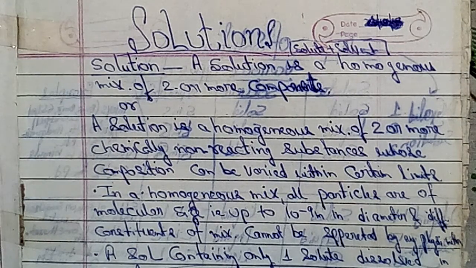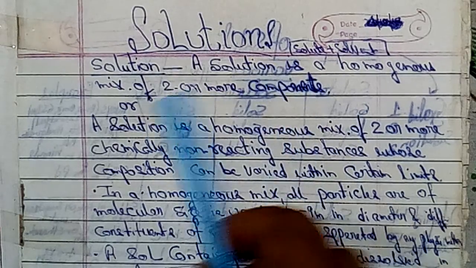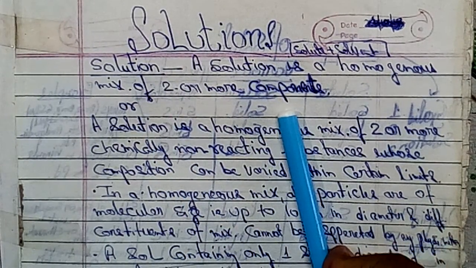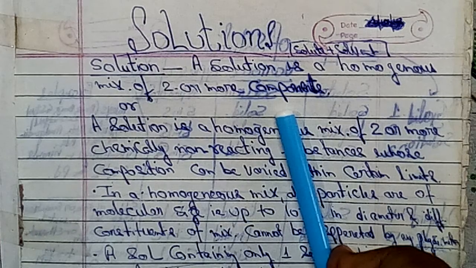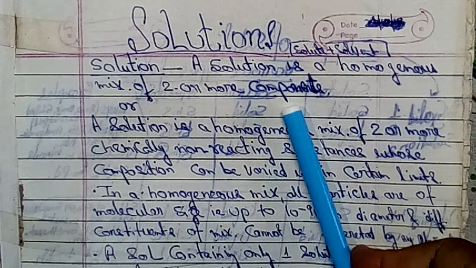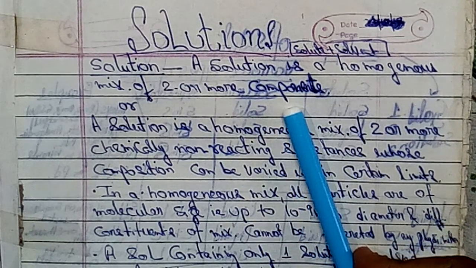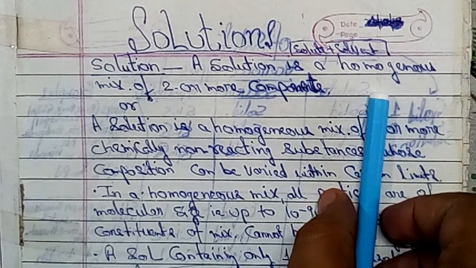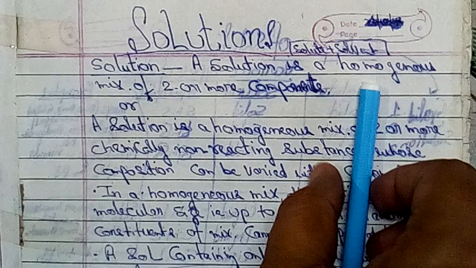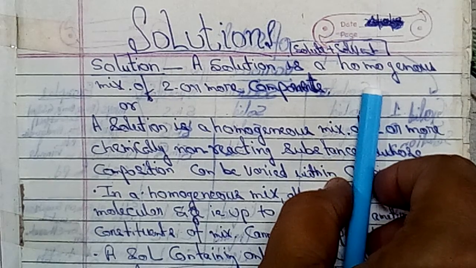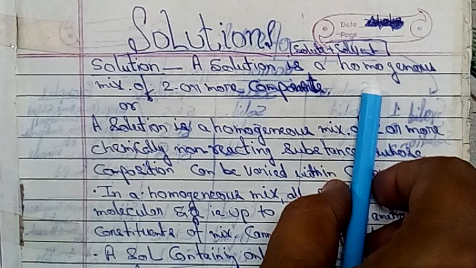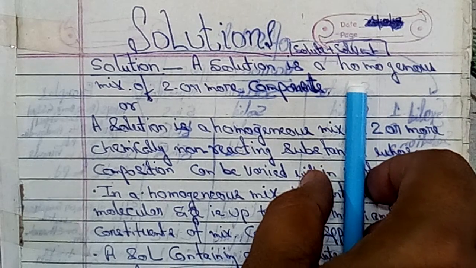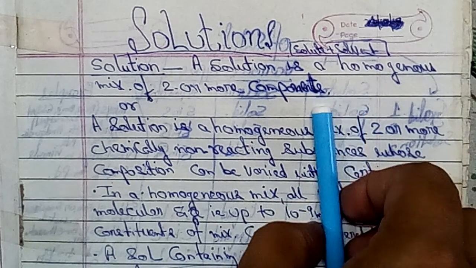Now we have: a solution is a homogeneous mixture of two or more components. Component can be anything, any substance. So homogeneous mixture, what is the meaning of homogeneous or heterogeneous? We have studied in chapter 1 of class 11 about mixtures and types of mixture. On that basis the mixture was of two types, homogeneous and heterogeneous.